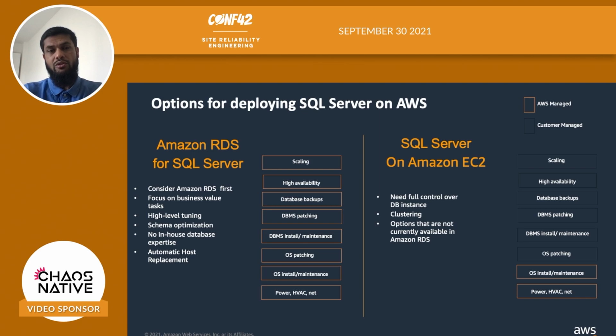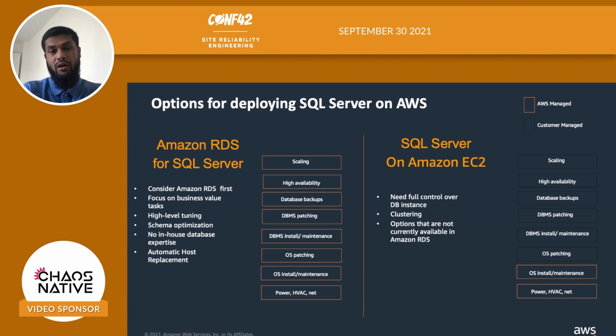What we will do is the underlying data center operations, like power, racking and stacking, the hypervisor level, and the OS install and maintenance. That is something that will be offered out of the box on EC2. Whereas everything else, like the OS patching, database install, the database patching, the backups, the HA, the scaling, you need to do yourself.